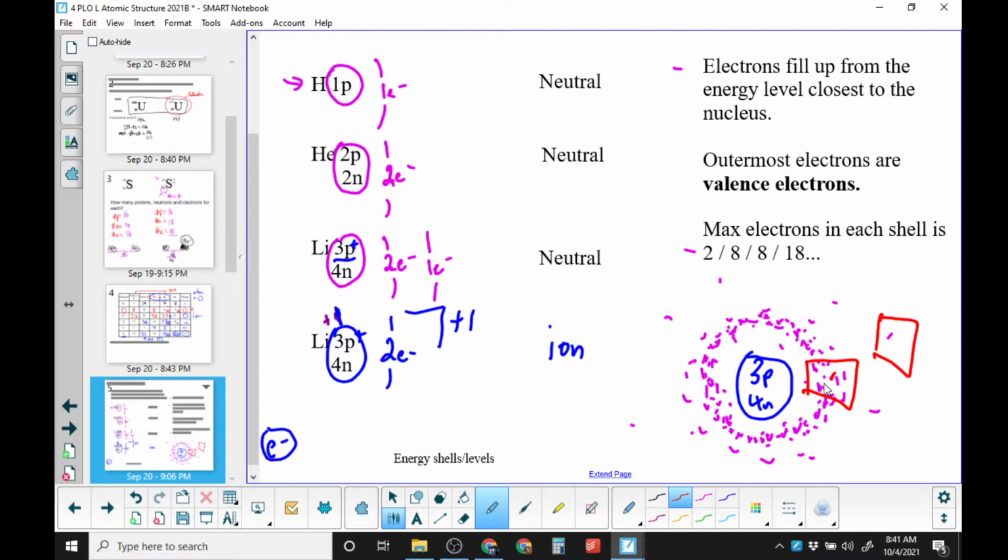Does anybody know why? Yeah, but it's mostly empty space. Hey, you're on the right track.